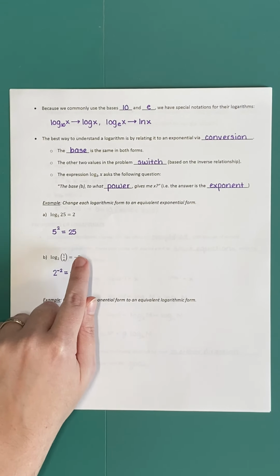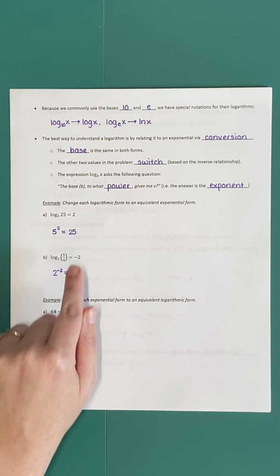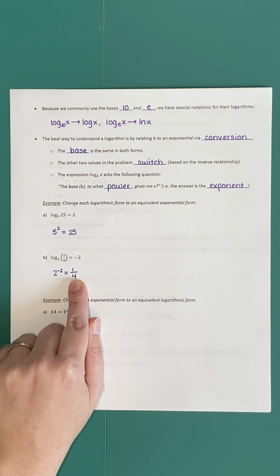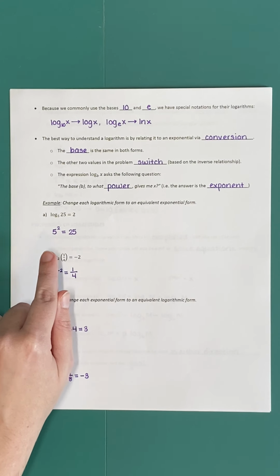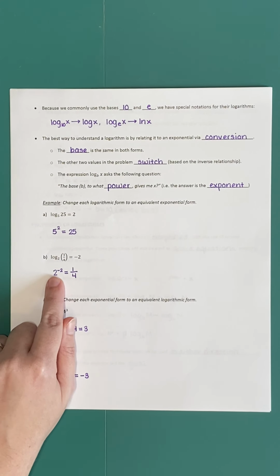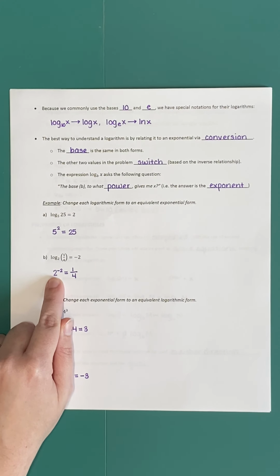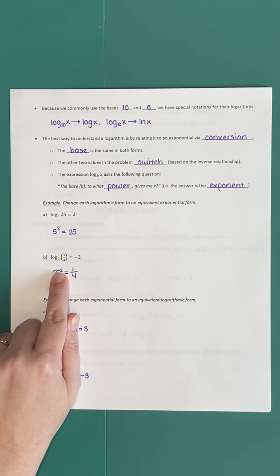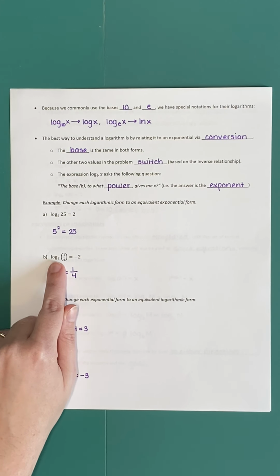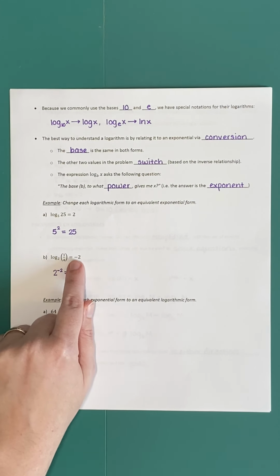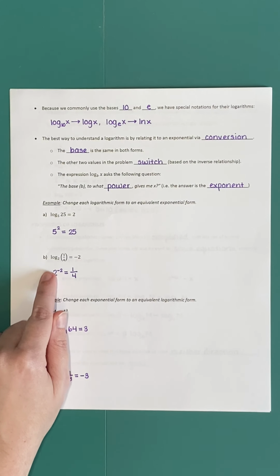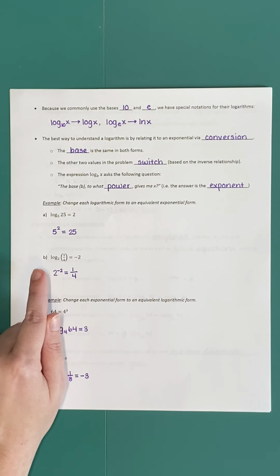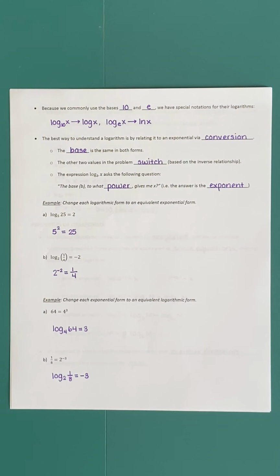So the 1/4 moves to the right. There's nothing there at this point, so it's there isolated by itself. The -2 moves to the left. Now we already have our base of 2, and we want to form an exponential. So if we already have our base, then when we move the -2 to the left, that's going to be the exponent. So log base 2 of 1/4 is equal to -2. The corresponding exponential statement would be 2 to the -2 power is equal to 1/4.